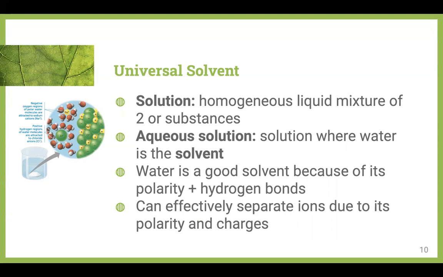Because water is polar and has partial charges, it can effectively separate ions. So as you can see in this picture, NaCl is separated into the two ions because of its charges. The positively charged sodium ion is surrounded by the negatively charged oxygen atom in water, and the negatively charged chloride ion is surrounded by the positively charged hydrogen atoms in water. And this effectively separates the two ions and allows NaCl to dissolve.